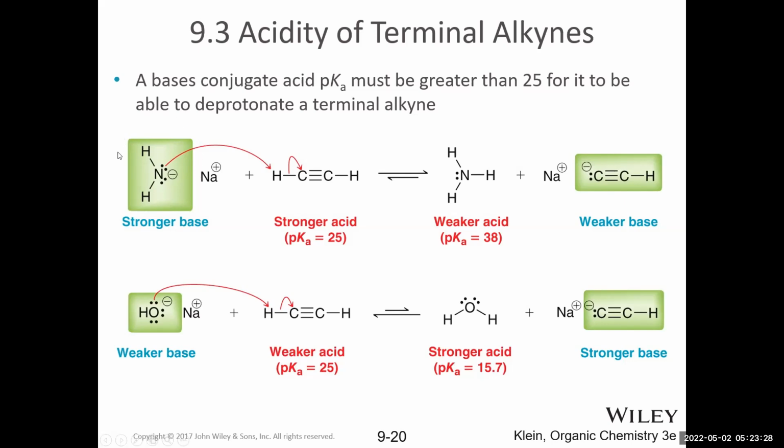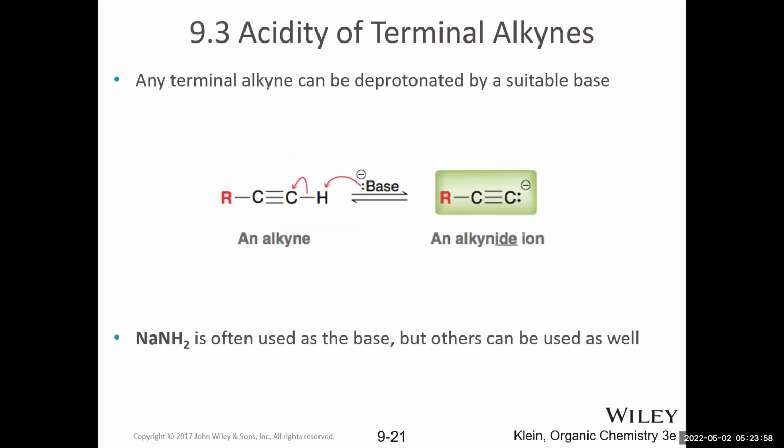And so only this base is actually strong enough to deprotonate the terminal alkyne, in this case acetylene, to form the, in this case, acetylide ion. Sodium hydroxide is actually much weaker than sodium amide, and the equilibrium lies to the left here, so it is not strong enough to deprotonate acetylene or terminal alkynes. So again, this is a terminal alkyne. It's just like acetylene, except for on one side there's a carbon-based group instead of a hydrogen.